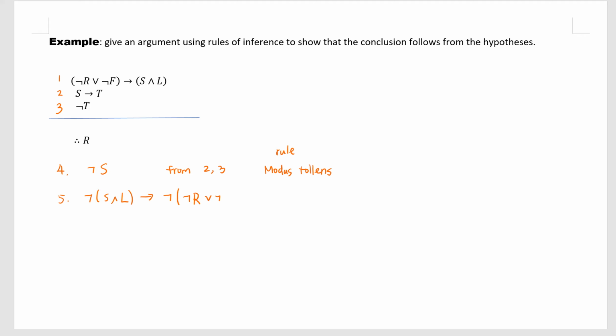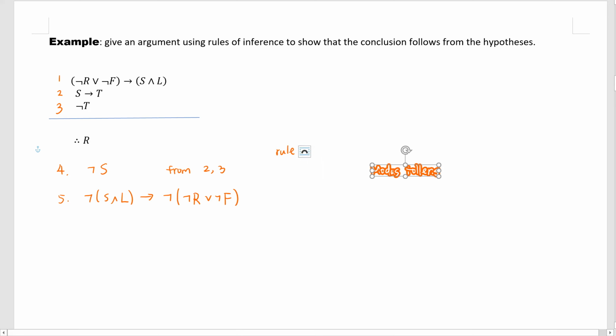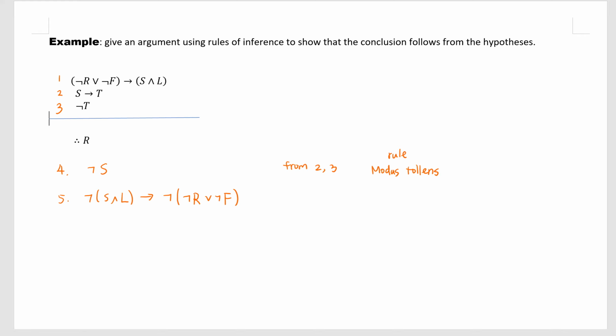R or not F. Here we're using, let me move these to the right so I can have more space. Okay, so this is the contrapositive, right? This is from number 1, and we use contrapositive.